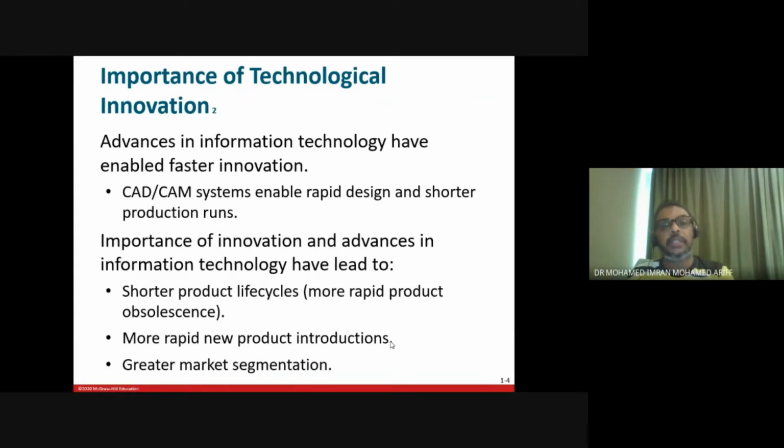Alright. So advances in IT, information technology, have enabled faster innovation. So what this means is you use IT, you can get your innovation out faster. Okay. Why is this so? Let's say you have this software here, CAD, or computer aided design, enables rapid design and shorter production runs. That means you can come up with a new design in shorter times. So this is another use of technology.